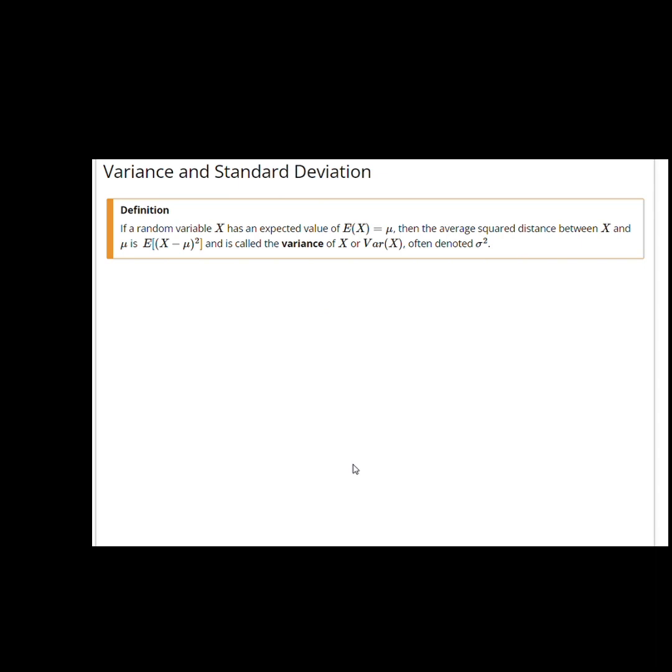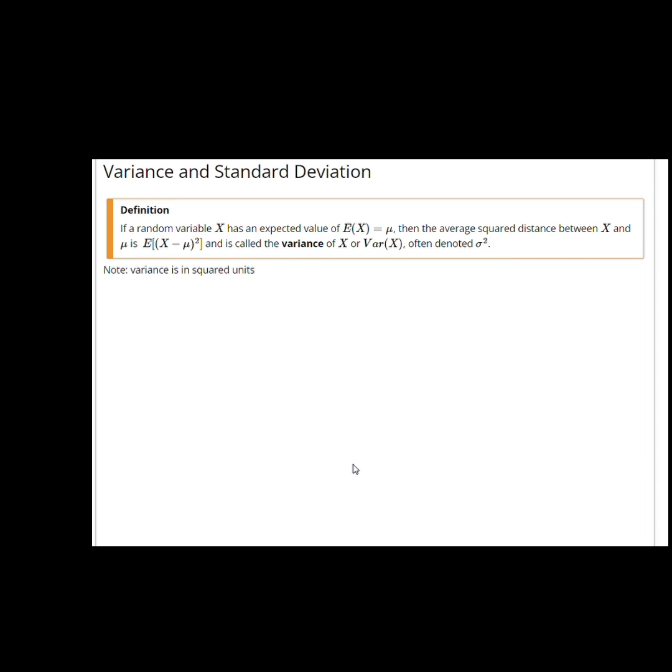Variance and standard deviation. If a random variable x has expected value E[x] equals mu, then the average squared distance between x and its mean, mu, is the expected value of the quantity (x minus mu) squared. This is referred to as the variance of x, denoted var x, and often with the Greek symbol sigma squared.